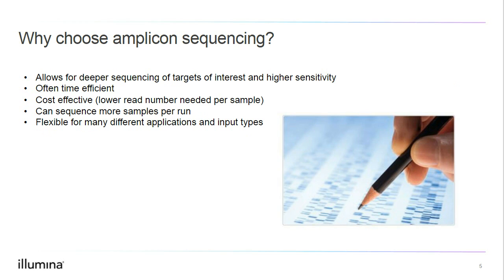Why would we choose Amplicon sequencing instead of whole genome or whole transcriptome sequencing? With Amplicon sequencing, we can sequence just our targets of interest at greater depths, which gives higher sensitivity. Amplicon sequencing is often faster and more cost-efficient, and Amplicon sequencing is highly versatile. It can be used for many types of samples and a broad range of applications.